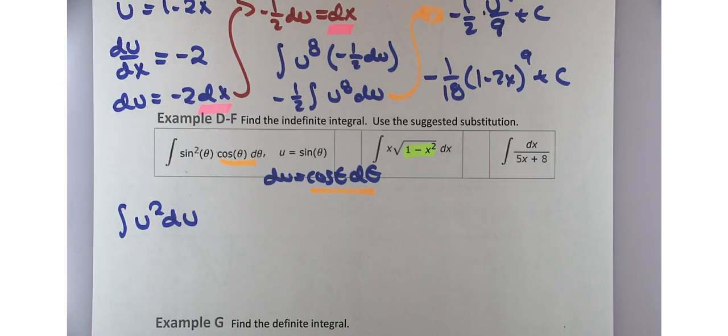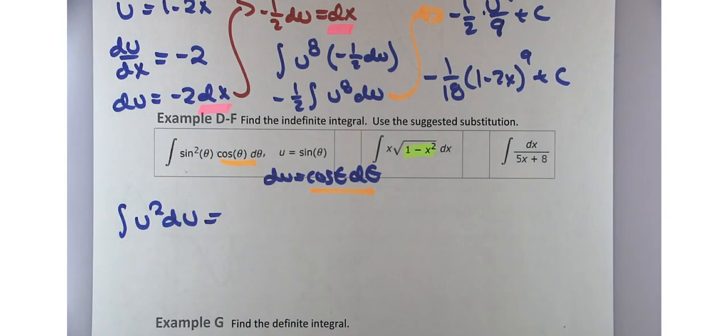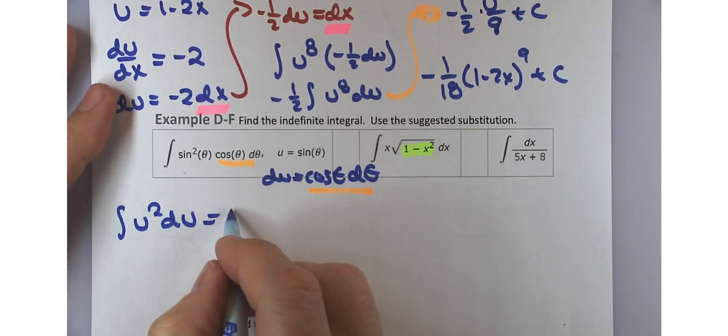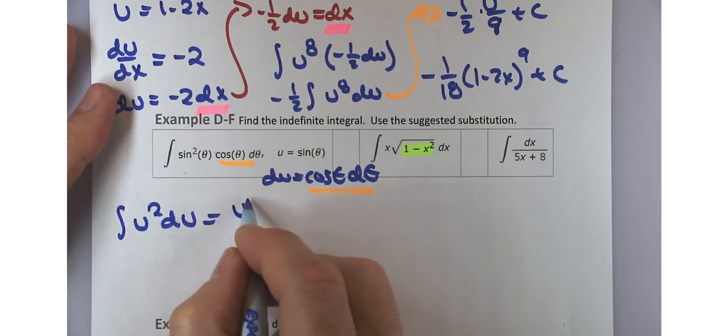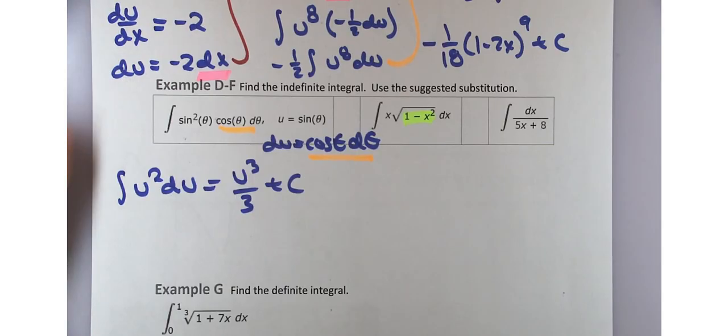So what's the antiderivative of that one? Come on, I should hear a chorus of you guys. Antiderivative of u squared is going to be u to the third over 3. That was kind of weak there. Should we try that one again? All right. u to the third over 3 plus a constant.